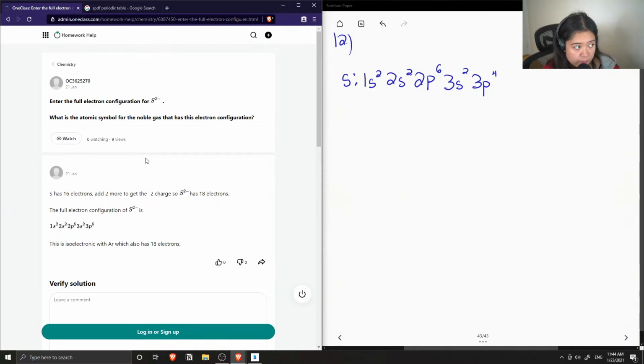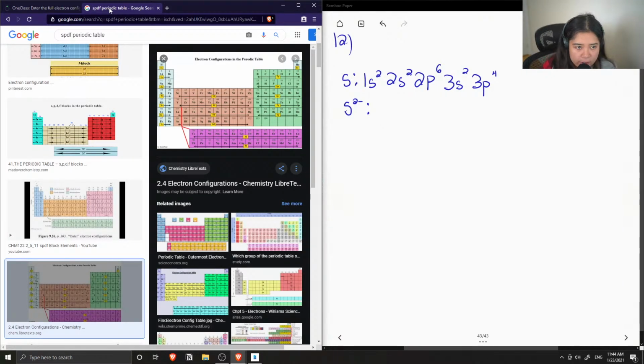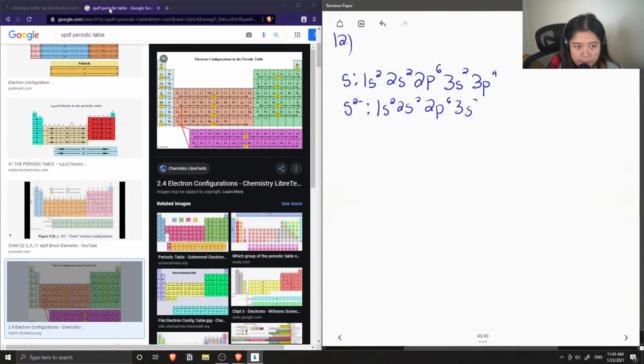But the question says the full electron configuration for sulfur 2-. So when we have a minus charge, this means we gained electrons. So when we have a 2- charge, that means we gained 2 electrons. So now our new electron configuration starts off the same, but once we get to our 3p orbital, we added an additional 2 electrons, so this becomes 3p6. So if we look at our periodic table, this is the same electron configuration as argon. So then we can say that argon and sulfur 2- are isoelectronic because they have the same electron configuration.